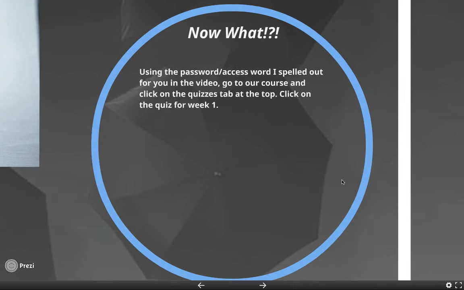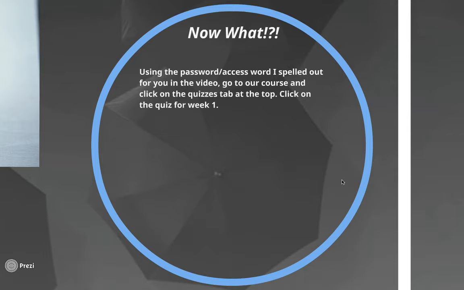So I mentioned at the very beginning, you're going to use that password and access word I spelled out for you in the video. The last two letters are IT. So you're going to put together all the letters that I've given you, and you're going to spell a word. Don't put any spaces in it. Just put the letters one after the other. So your last two are IT. So you should have 6 letters written down to spell a word, and it will spell a word that you recognize and are familiar with. So you're going to enter that in to access the quiz.